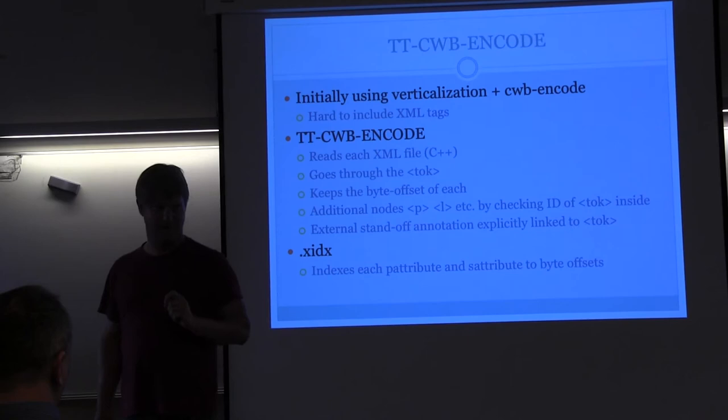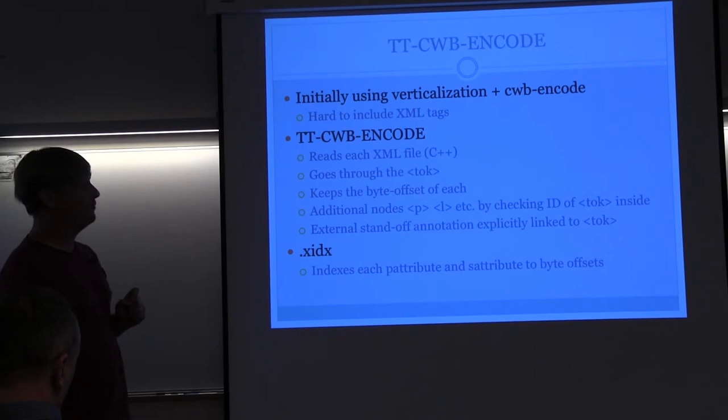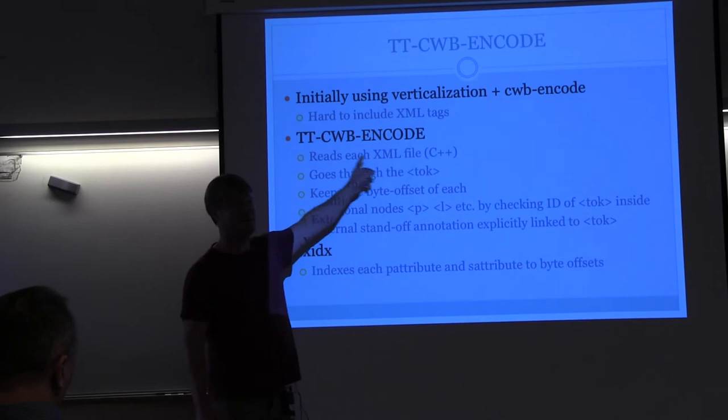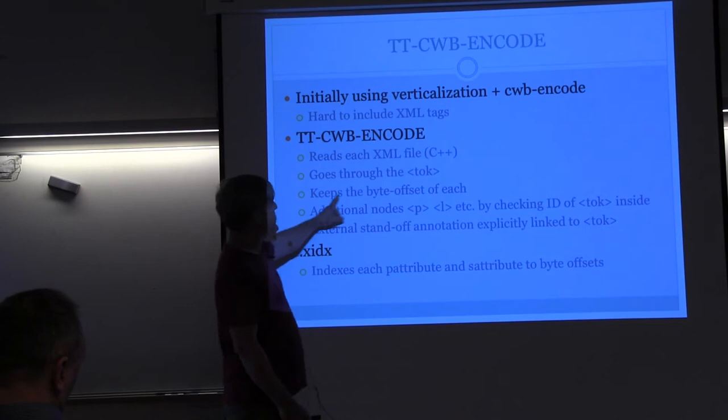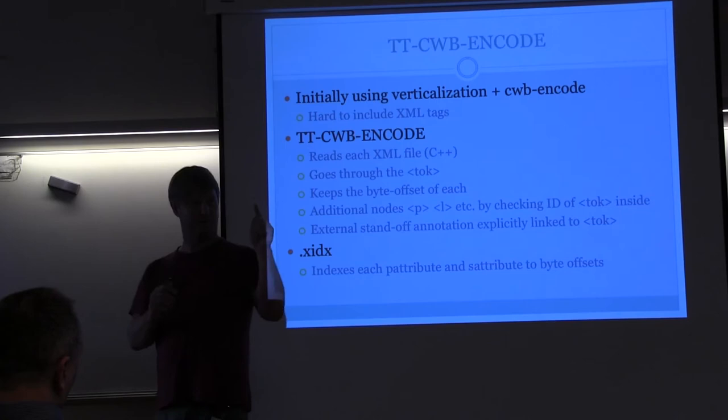So rather than keep doing that, which at some point really stopped working well, I just wrote my own, which directly reads the XML files, goes through all the tokens directly, and then writes the CQP files directly from the XML files. And while doing so, it keeps track of the byte offset of each of the tokens that it finds. So it keeps track of where in the XML file the token starts and where in the XML file it stops.